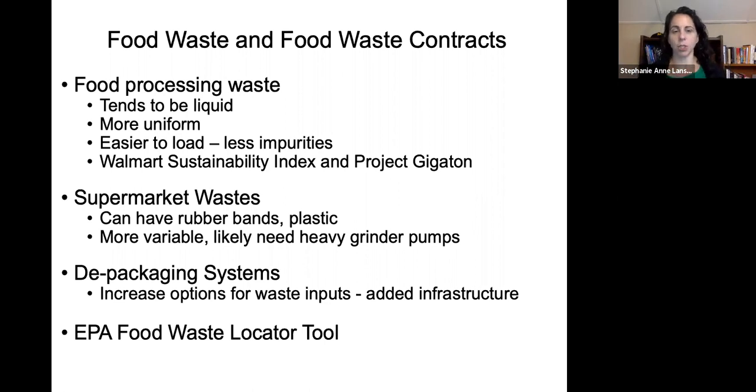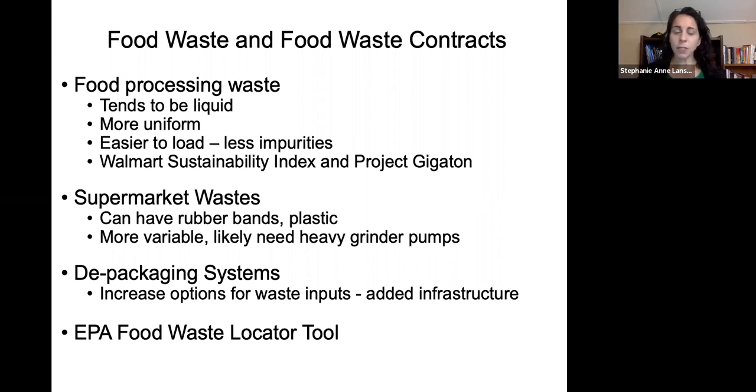Again, supermarket waste, you need to be careful. They might have rubber bands, plastics, and other things. And so normally we need a heavier grinder pump to grind these and make sure that we try to get any of those plastics and rubber bands off before. You can do depackaging systems. There's one farmer I work with in Pennsylvania that actually has a depackaging system, so he can get yogurts, usually expired things that come in, and then he can depackage them and put them in.